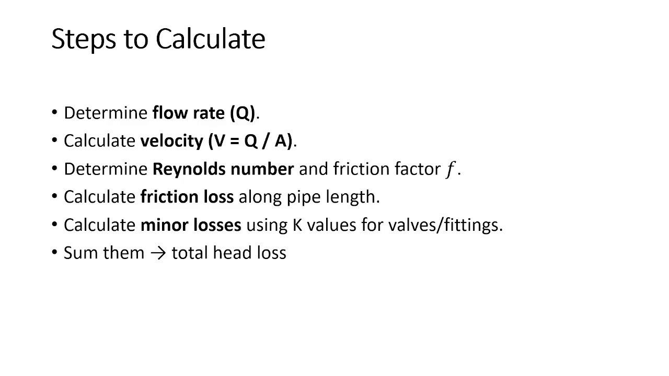So what are the steps? First step is to determine flow rate. How much flow rate do we require? It will be in gallons per minute or liters per second. Second is velocity. If we divide flow by area, we get velocity. Third is Reynolds number. When we get the Reynolds number, we find the friction factor from the charts. Then calculate the friction losses along the pipe length, and calculate minor losses. Minor losses are fitting losses and valve losses. Sum them, then there will be the total head loss.